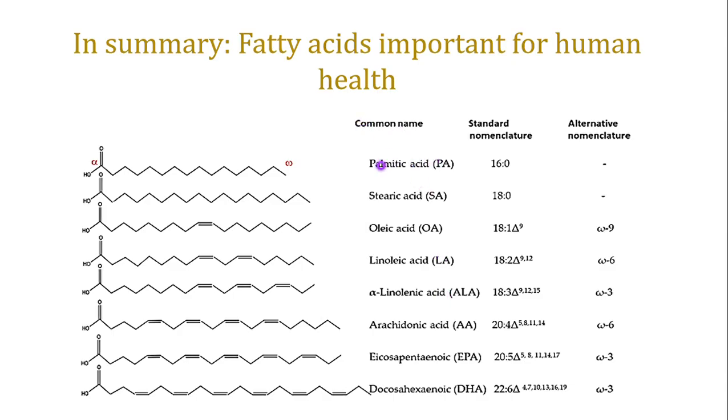Now, in summary, all I'm trying to say is here. Looking at the common name, 16:0, 16 is to 0, it means it has no double bond. For that matter, it will not have any alternative nomenclature because you don't have any double bond here. If you have a double bond, that's when you indicate the omega and all those. Looking at stearic acid, it also has 18 carbons, no double bond, so automatically it will not have any alternative nomenclature.